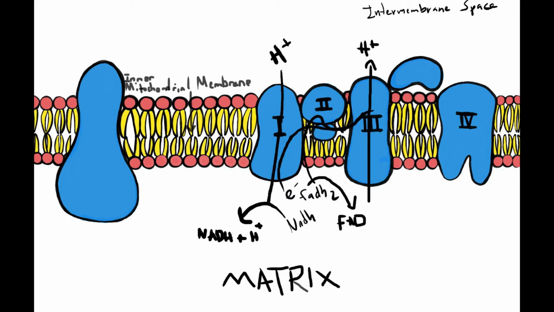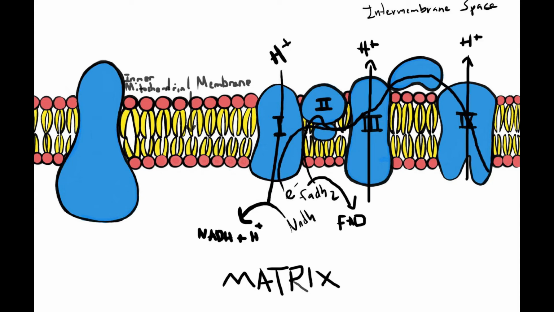Electrons on each complex lose energy and some of that is used for potential energy. Hydrogen is not pumped in complex 2 because FADH2 is too weak to do so. It just donates electrons through complex 2, so it doesn't begin with NADH in complex 1.